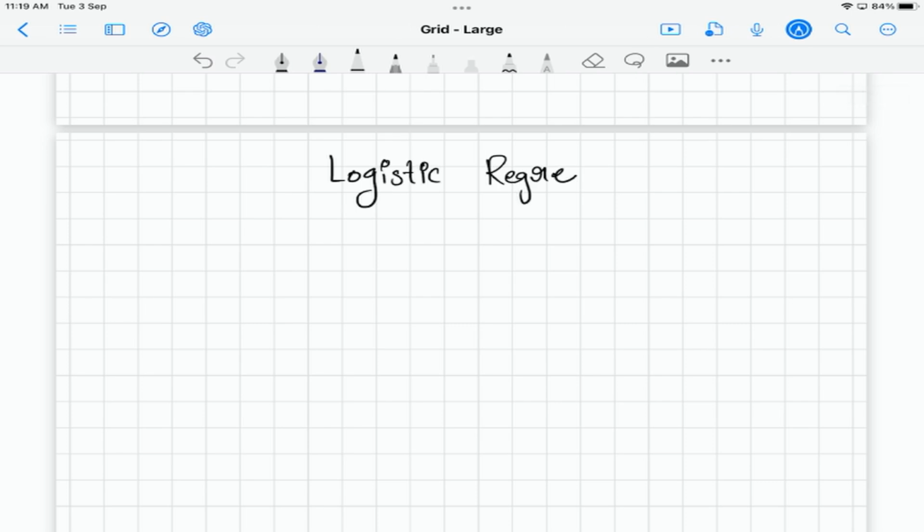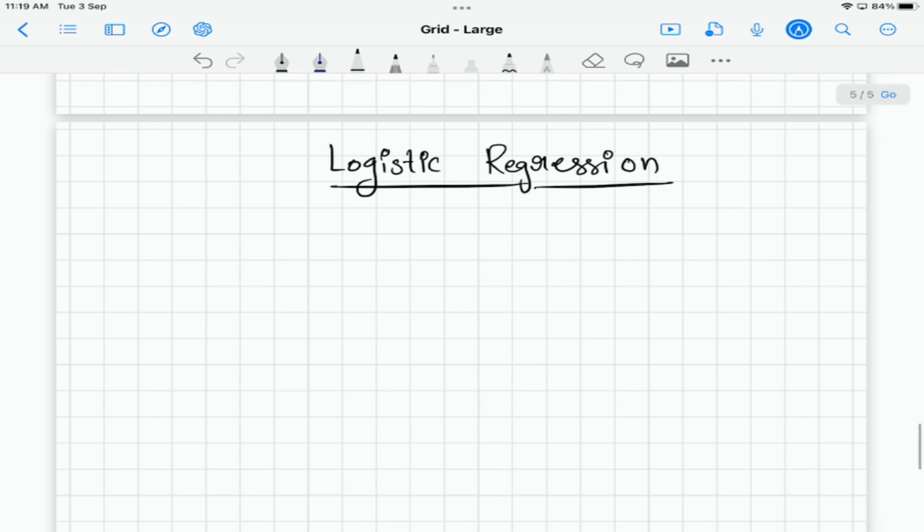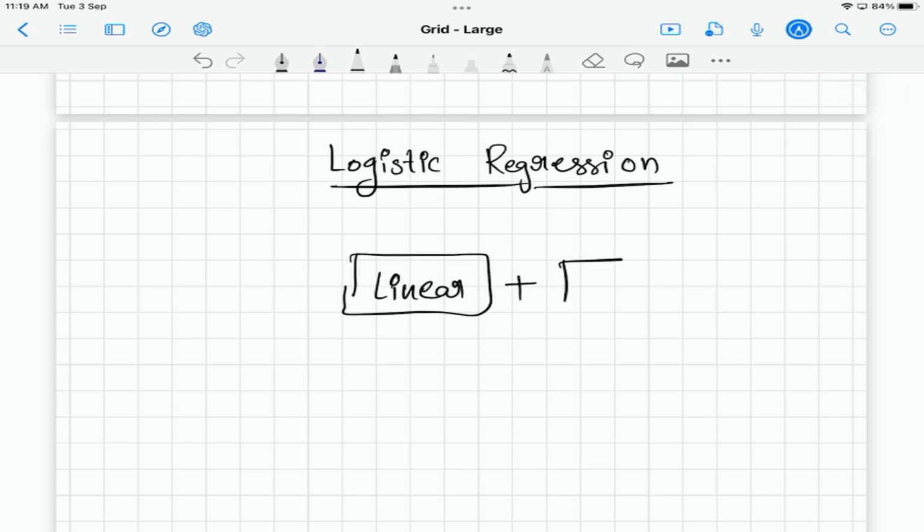Have you seen logistic regression already? No? Yes? In data science 3, have you seen logistic regression? You have a linear model plus sigmoid, so you will be predicting a probability given an input.